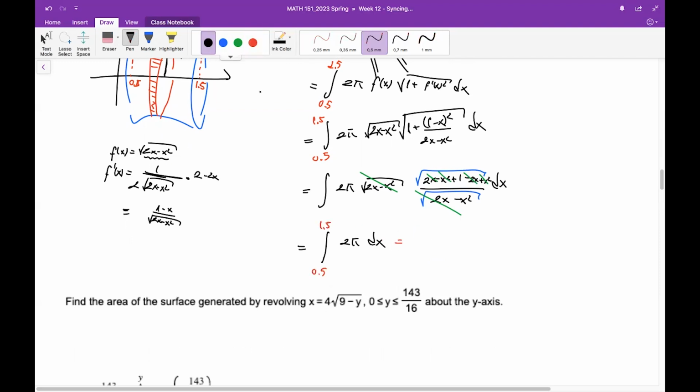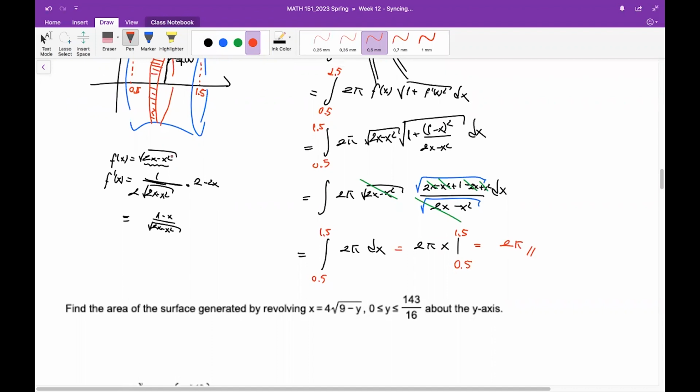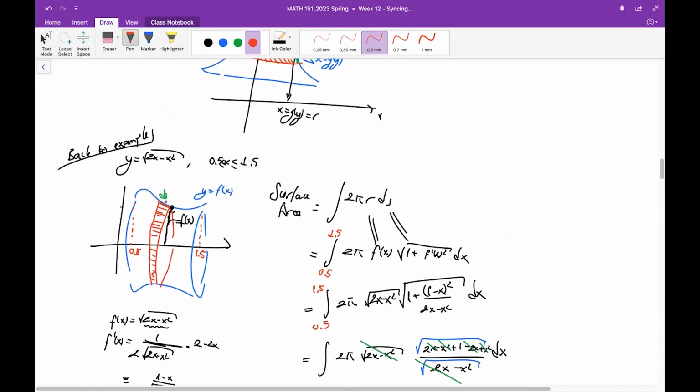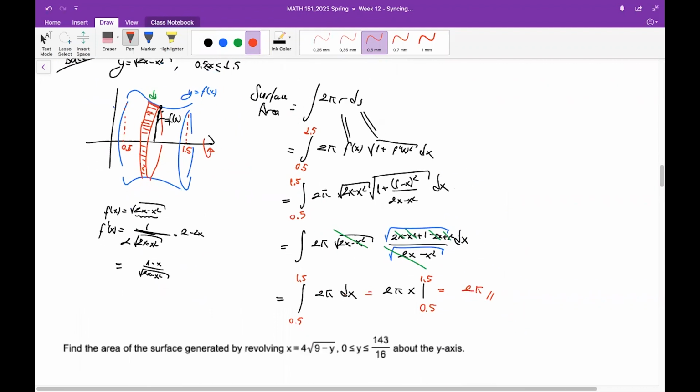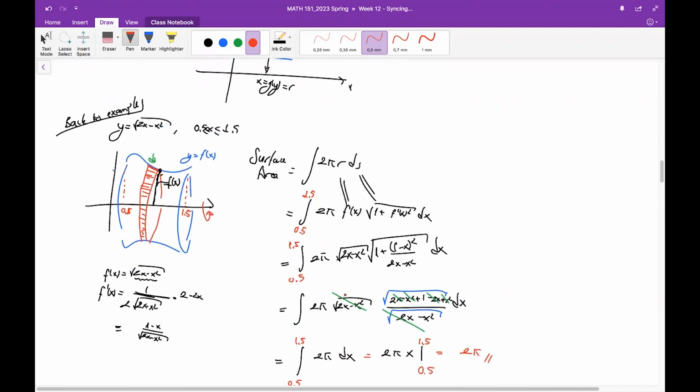And this is a very simple integral to integrate. The integral of 1 is just x, insert upper and lower boundaries, 1.5 minus 0.5, so the result is just 2 pi. This real number, 2 pi, gives you what? It gives you the surface area of the surface made by revolving the curve y equals square root of 2x minus x squared around the x-axis, okay? So that's the solution. Any questions?